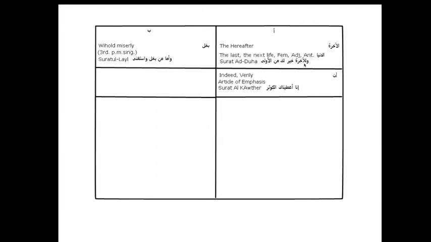You can create your own example also to help you remember what the word means, and then you can add another word that also starts with the hamza, inna, indeed, verily. It's an article of emphasis. It comes from Surah Al-Kawthar, inna a'tainaka al-Kawthar. On the second page you can do the letter ba and then list all the words that start with a ba.